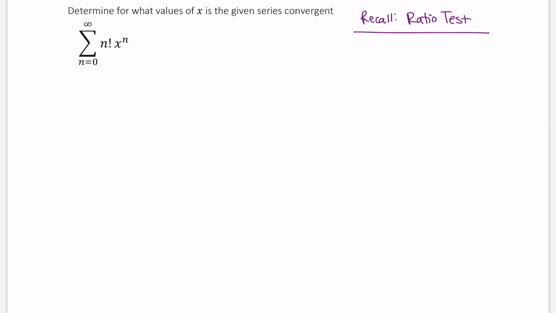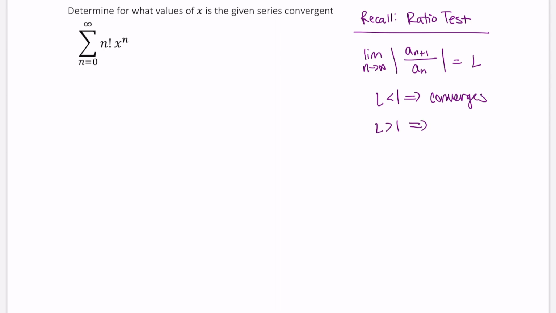With the ratio test, we're looking at the limit as n approaches infinity of the ratio of the nth plus 1 term with the nth term. We're going to call that L. And if L is less than 1, then the series converges. If L is greater than 1, the series diverges. Otherwise, it's inconclusive.